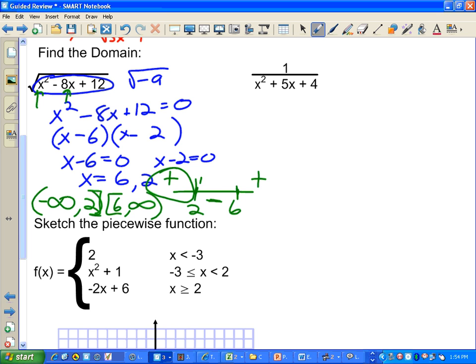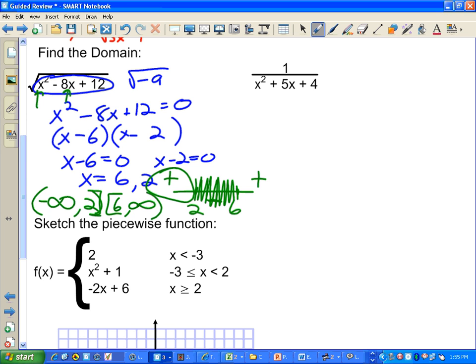Any value in this area gives me negative. There's a bunch of them, so I'm not going to list a couple of specific points that don't work. I'm going to have a big range of things that don't work. Anything between there, and there's an infinite number of numbers between 2 and 6.